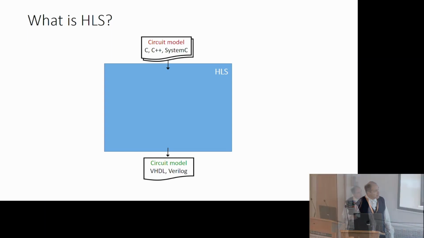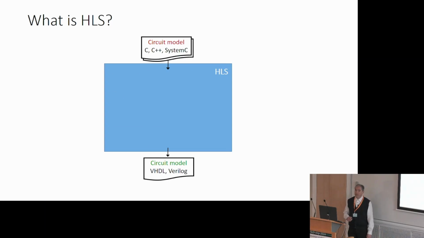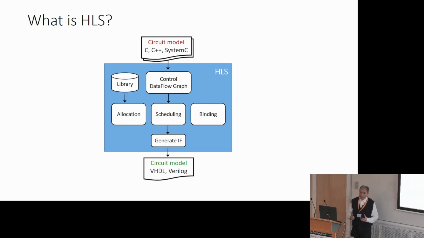And inside this big blue block are the automatized processes of control data flow graph extraction, allocation, scheduling, binding, generating interfaces. This can be all automated.